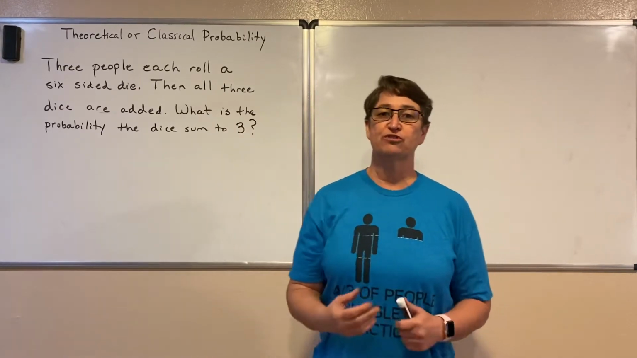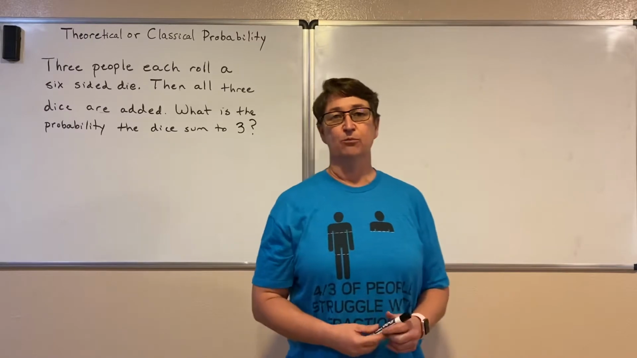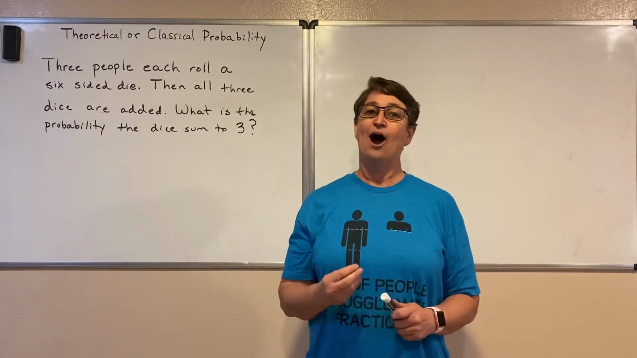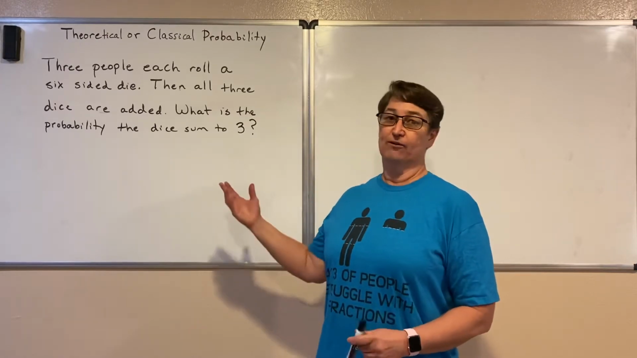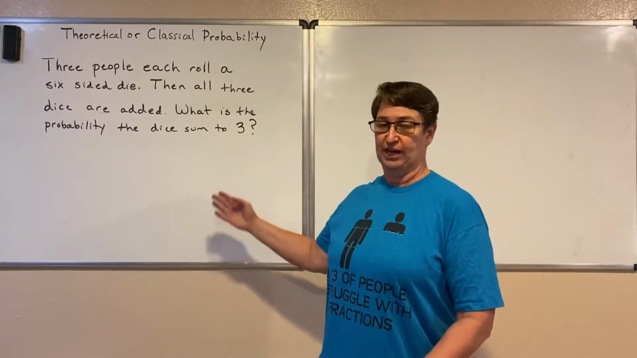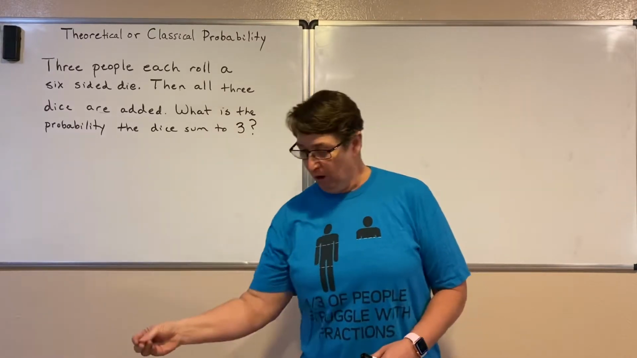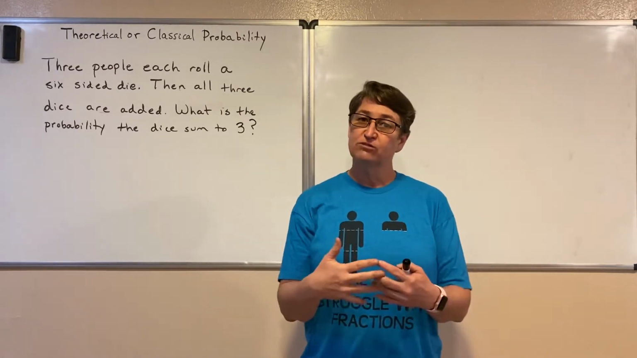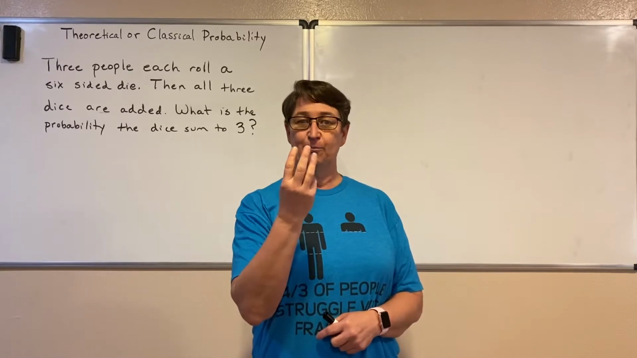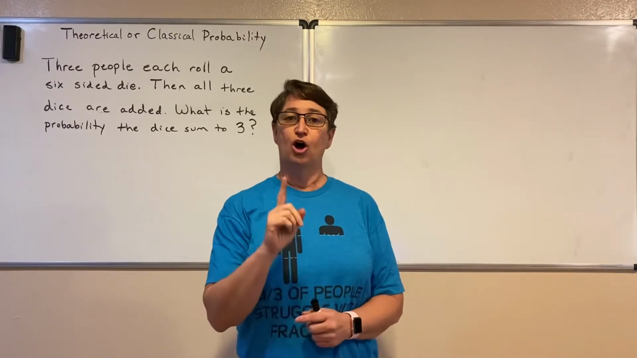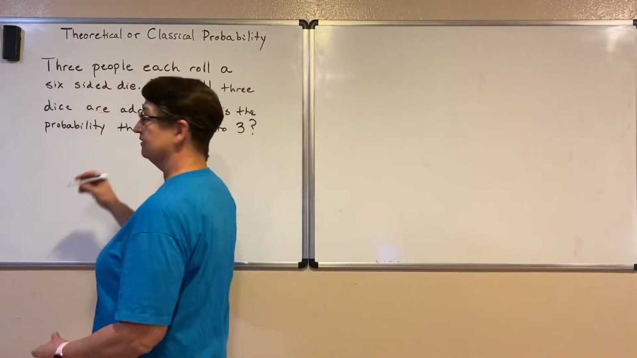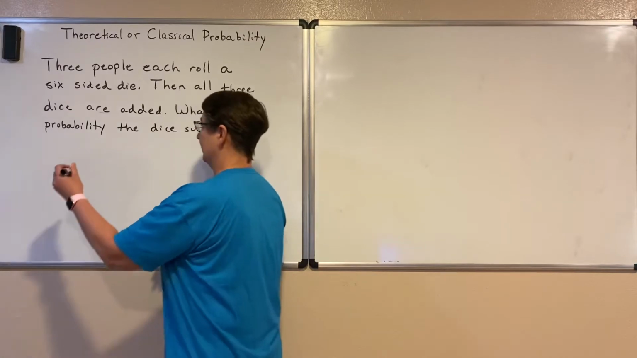So when we work these classical or theoretical probability problems, the first thing we want to do is write down in words how we would go about getting whatever it is that we're looking for. So in this case, our event is that they sum to 3. So we have to think about, what would they roll so that when they all sum together, they add up to be 3? Well, in order for that to happen, each person would have to roll a 1.